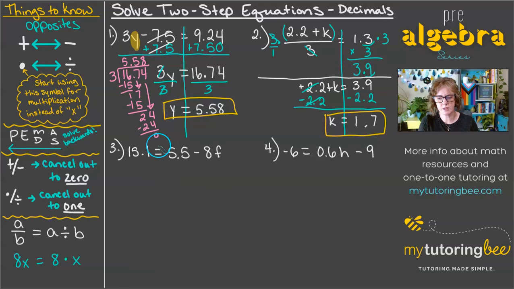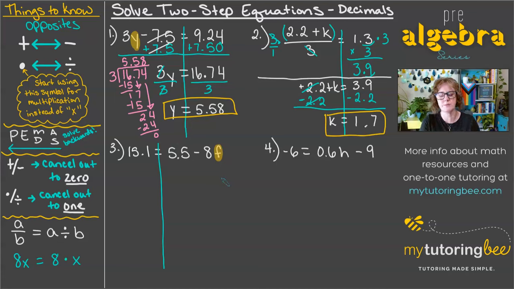All right, let's take a look at problem 3. We've got 15.1 equals 5.5 minus 8f. This time I see that my variable is over on the right-hand side of the equation. So that's okay. We are going to go through the same process as we did before, undoing those operations in backwards order of operations.